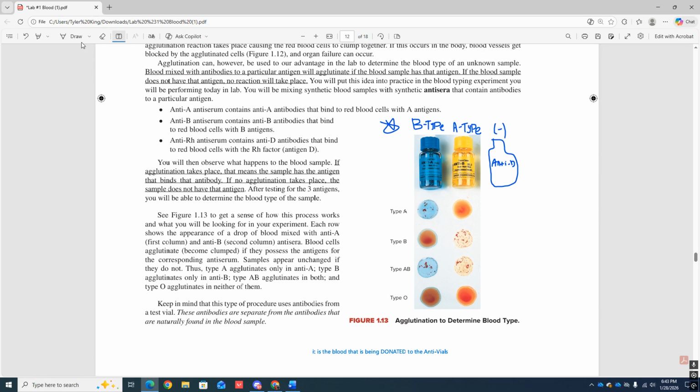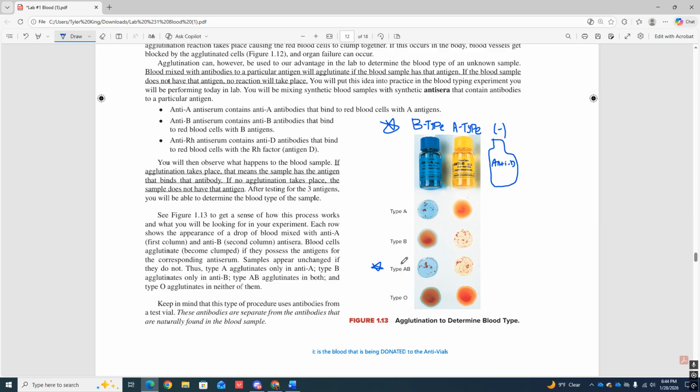Let's prove it to you, just to make sure we can get that down straight. We know that if type A were to donate to a type B, it's going to agglutinate. That makes perfect sense. And vice versa, if B donated to type A, it's going to agglutinate, right? If B donated to B, it's not going to agglutinate because B's can donate to B's, right? So here, this is the big part.